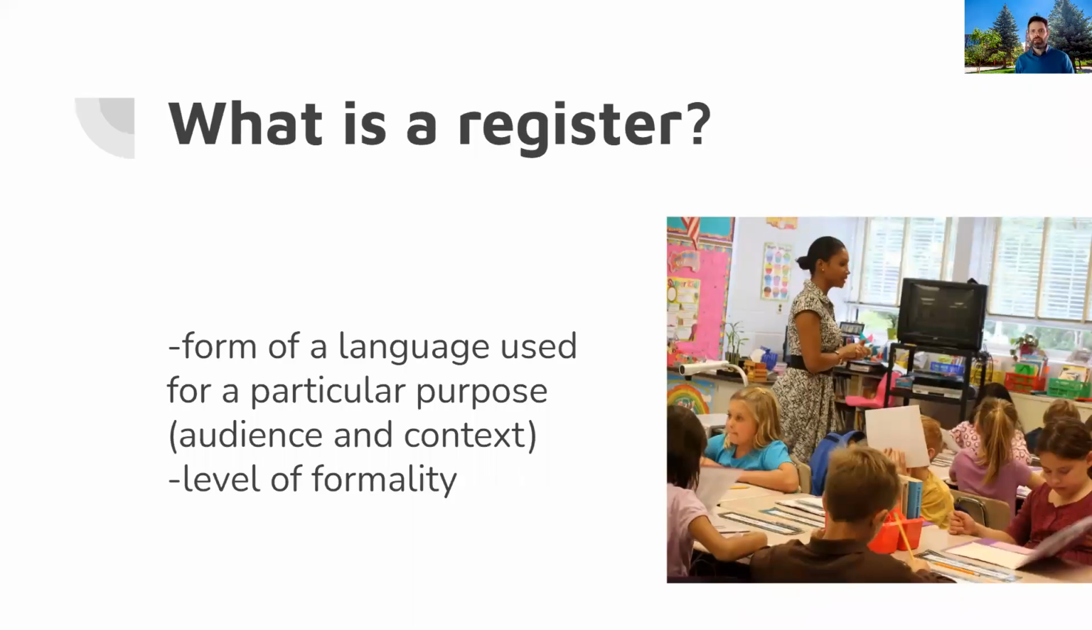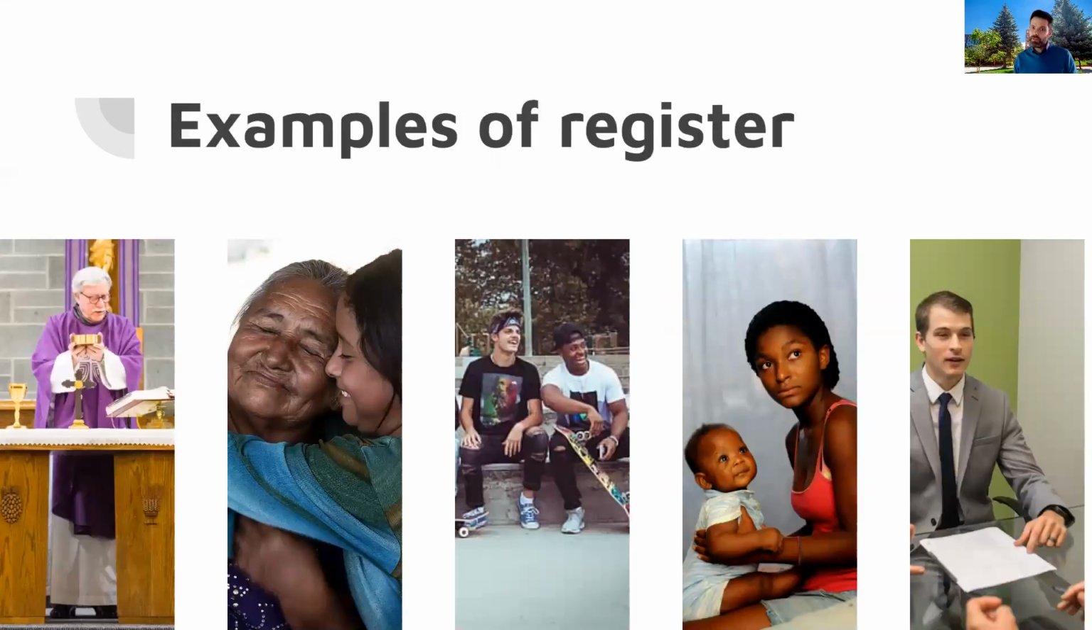So register is a form of the language that fits a particular purpose. We adjust our use of the language to better fit the audience and the context that we're surrounded by. Often this involves changing the level of formality, but it involves other things like which vocabulary words we choose to use, the types of grammar we use. It may involve changes to our pronunciation. It may even involve other changes to simply our nonverbal communication as well.